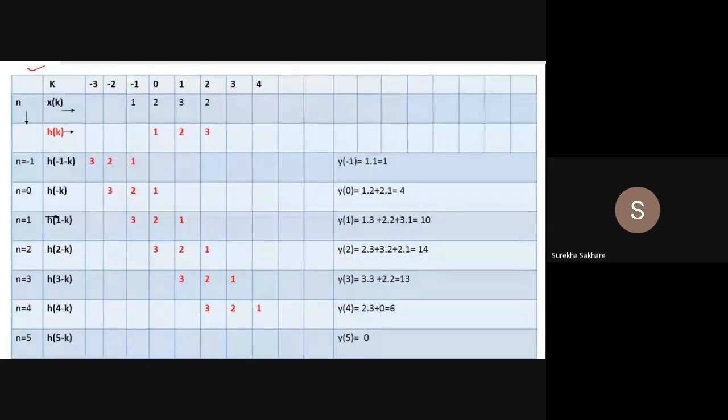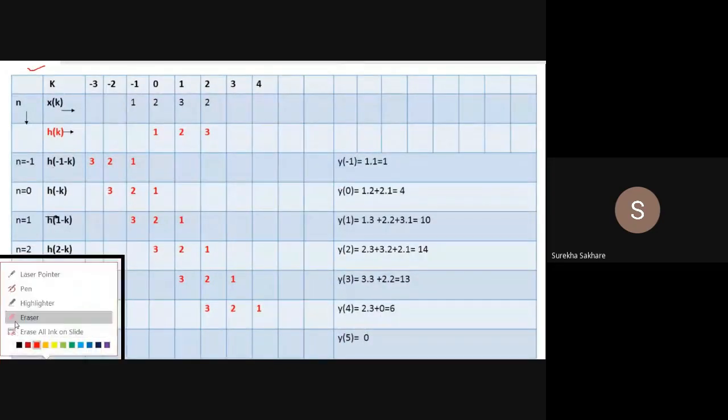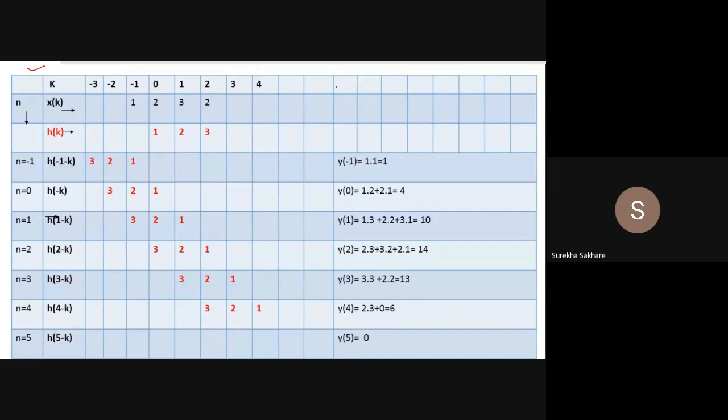The signal given here is, can you read the signal? I have x of n. Okay, I have directly written it as x of k. But let me see, what is the signal x of k? 1, 2, 3, 2. Just tell me, who will tell me where the signal will begin?